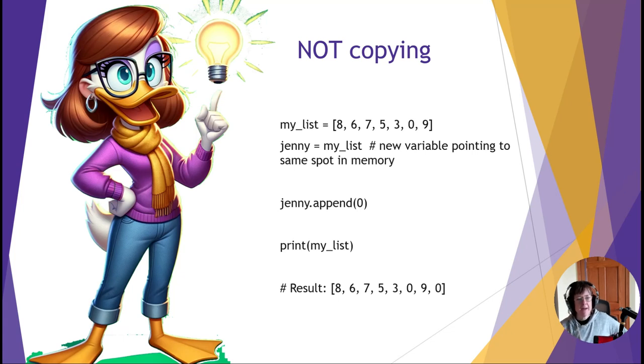So if we have my_list equals 8675309 and Jenny equals my_list, we don't get a copy of the list. We get two different variables that are pointing at the same spot in memory. So if I do Jenny.append(0) and then I print my_list, you'll see that I get 0 added to it because they are pointed at the same spot in memory.